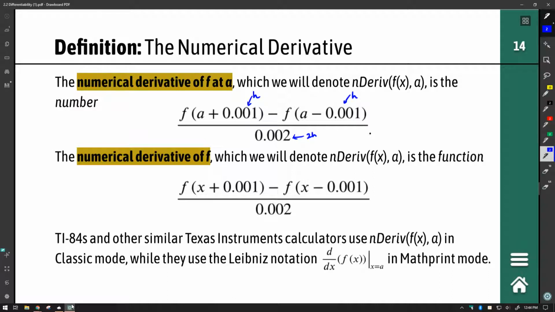Your TI-84s and other similar Texas Instruments calculators use this notation, nDeriv, and they will calculate this version, f of x comma a, in classic mode. But most of you probably don't have your TI-84 set in classic mode. They're probably in MathPrint mode, and we use this notation, d/dx of f of x, and then a bar to evaluate x at some point a.